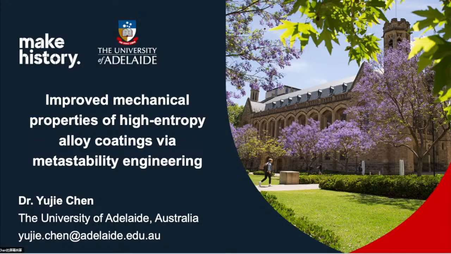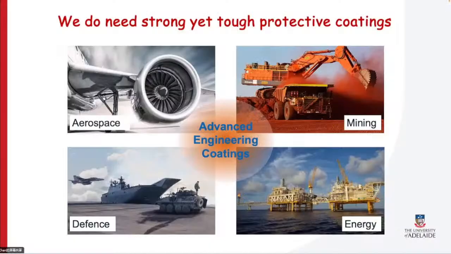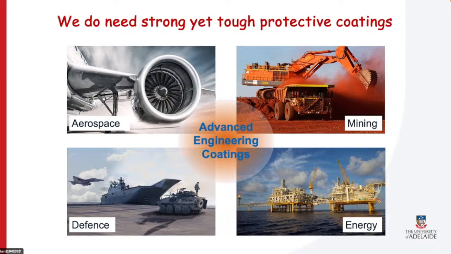Engineering approach. We know that surface degradation of engineering components operating in harsh environments, such as high temperature, high stress, and highly corrosive environments, is one of the primary concerns of many industries. Therefore, protective coatings are widely used in a wide range of industries, such as aerospace, defense, energy, and mining, to improve the surface life, performance, and safety of many critical components. In doing so, it will reduce the downtime of this equipment and also reduce the associated cost.